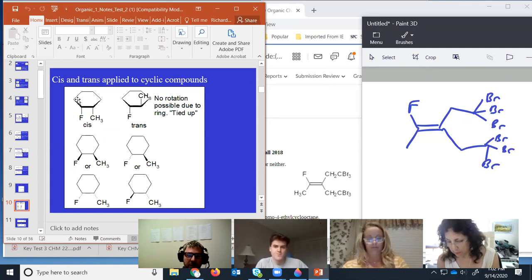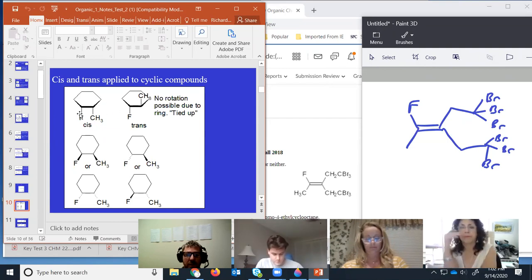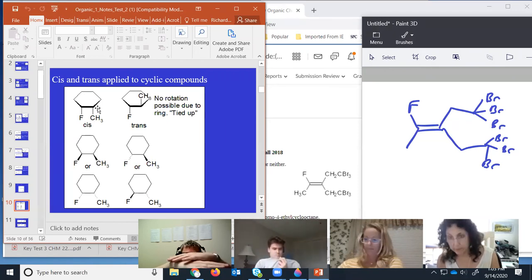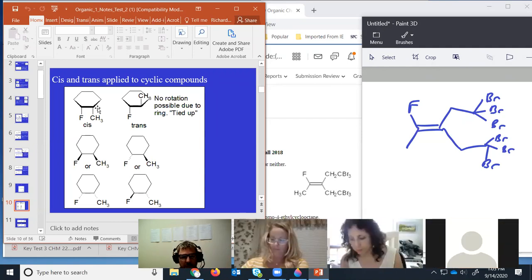And that's why these lines at the front here are thicker, because we're saying, okay, we're looking at this from the front. And you can see that if we have that, we've got two possibilities here. One, where the F and the CH3 are connected on the same side, we call that cis. And the other possibility is when the F is sticking down and the CH3 is sticking up. And that's relative to the plane of the ring. What I mean by the plane of the ring is this plane here, right? Because if you're looking at it from the top, perfectly from top view, you have no way to tell what direction the F and the CH3 are going.